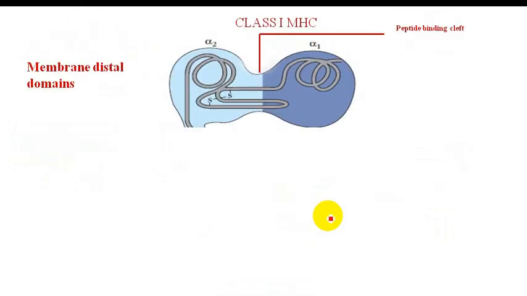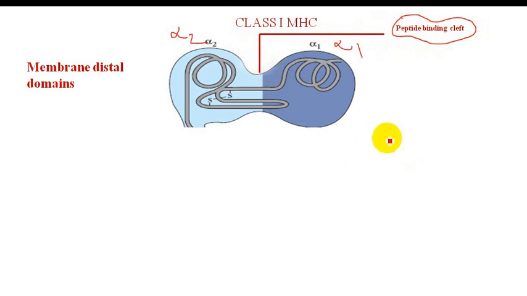Next we have the membrane distal domains. Distal is towards the top. The membrane distal domain consists of alpha 1 and alpha 2 fragments. Between this alpha 1 and alpha 2 you can see a cliff, the valley or a ridge, and this ridge or valley is your peptide binding cleft. This is precisely the site where the peptide of class 1 MHC will bind.